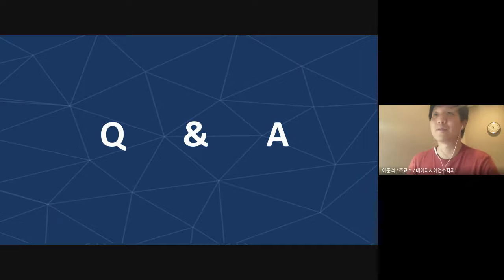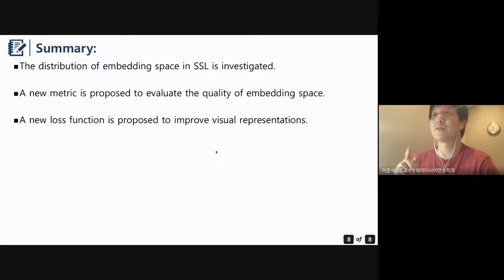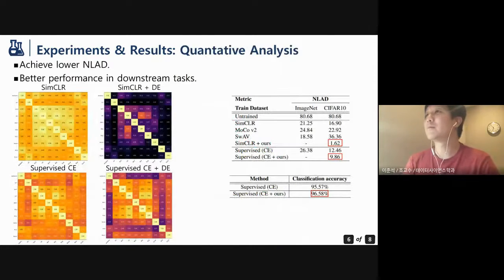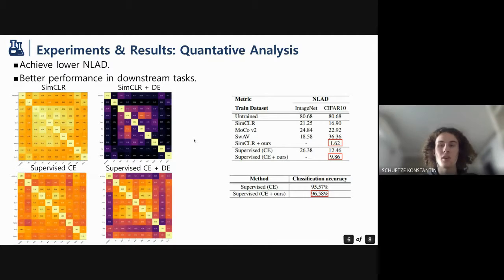I have a question. So can you show me the experimental results again? Yes, this one. So I think I missed, but what was the score mean? The 1.62 is the error rate? This is the negative log absolute determinant. So it essentially summarizes the similarity matrix shown on the left in a single digit.